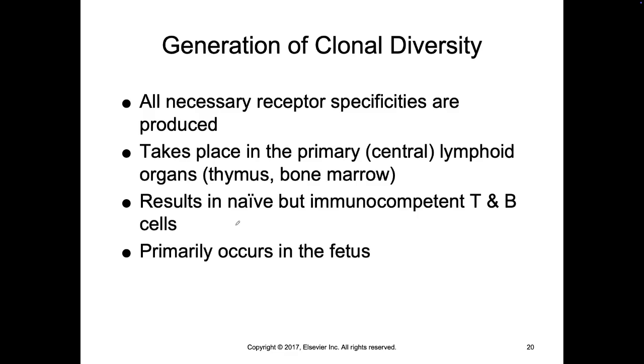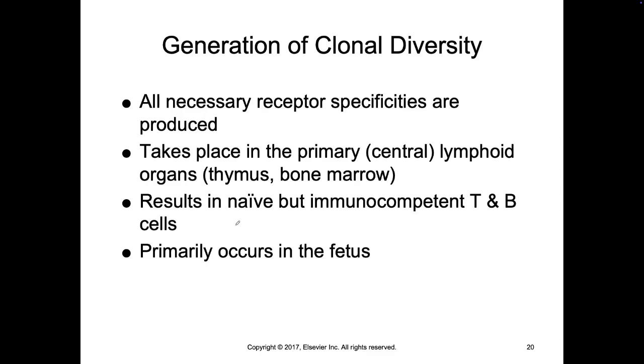Clonal diversity is one of these things that it's difficult to kind of wrap our mind around because we have between a billion and a trillion different specificities. If we were to use a single gene in the nucleus for every single one of the possible antigen binding specificities for antibodies and T cell receptors, we'd more than use up all the DNA in the nucleus. So, how is it that we're able to generate the clonal diversity?